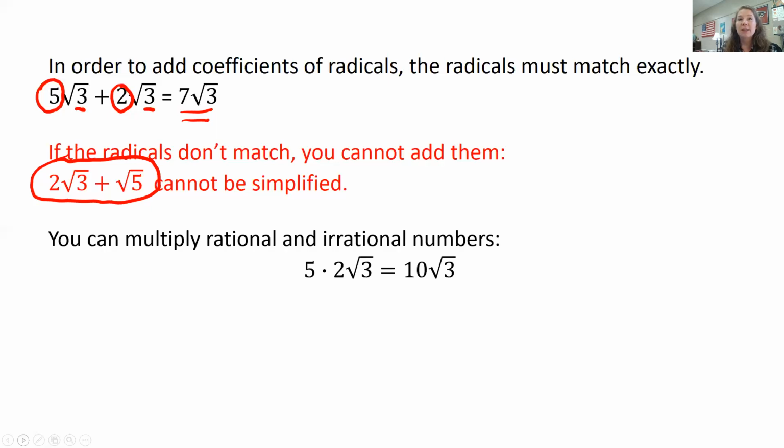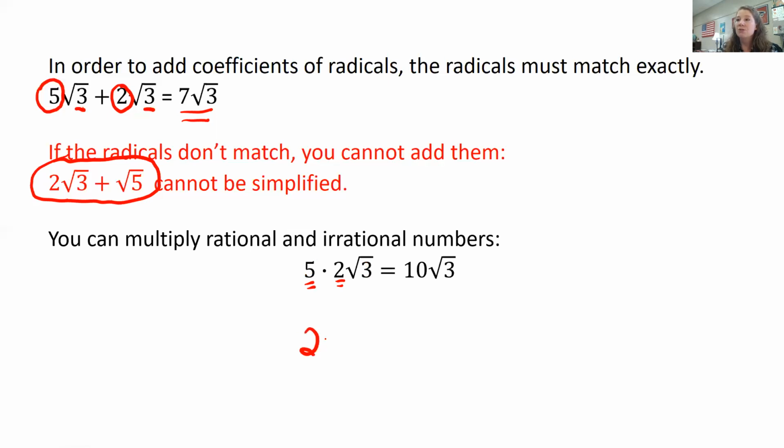However, just like with fractions with unlike denominators, you can multiply radicals that don't match. For example, 5 times 2 square roots of 3, there's no radical next to my 5, so I don't have anything to multiply my square roots of 3 by, but I can multiply 5 and 2 together, and I get 10 square roots of 3.